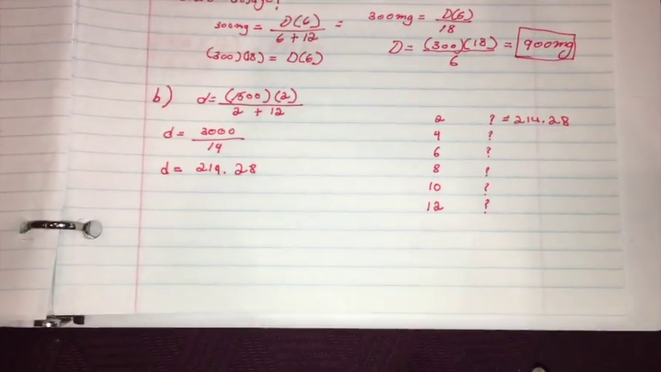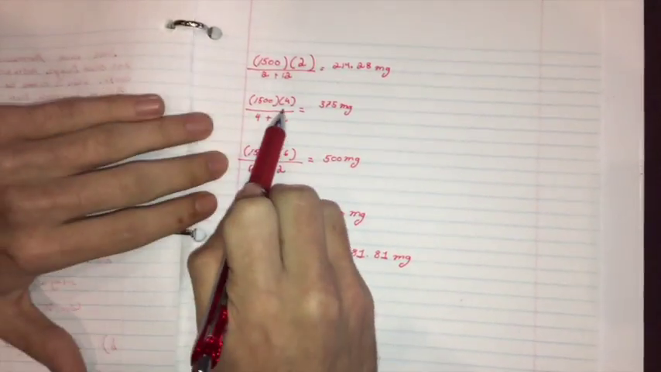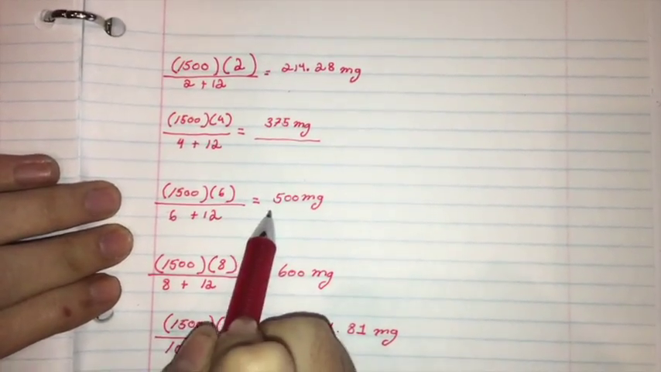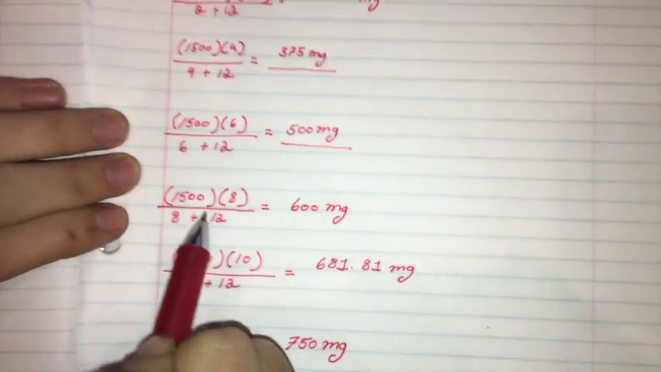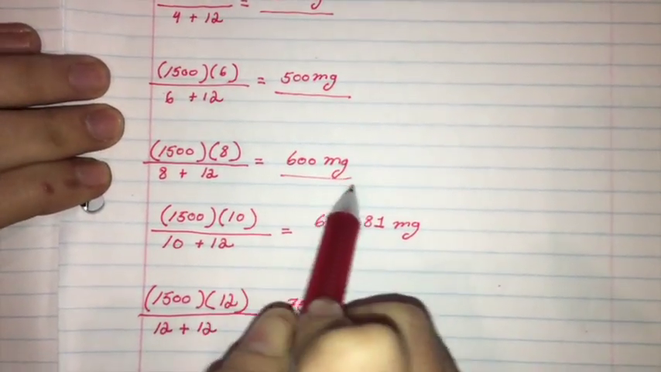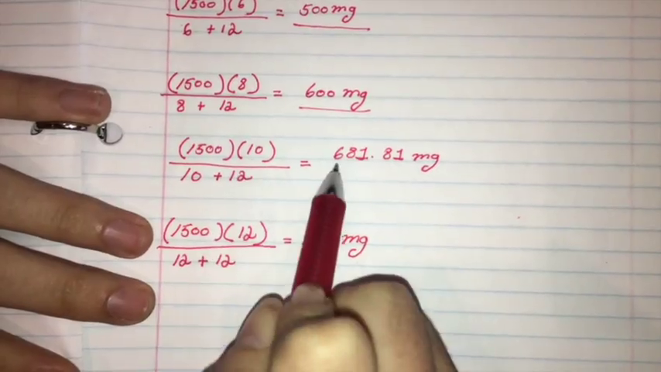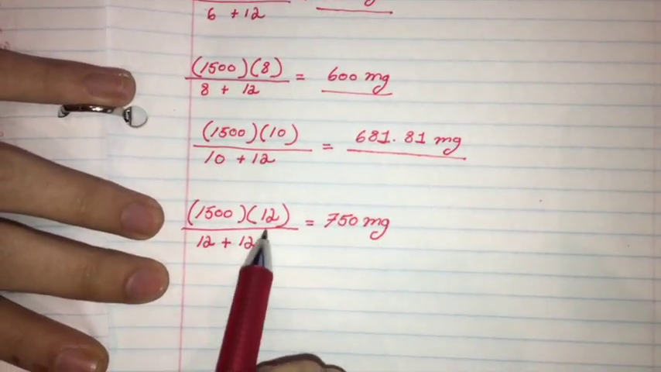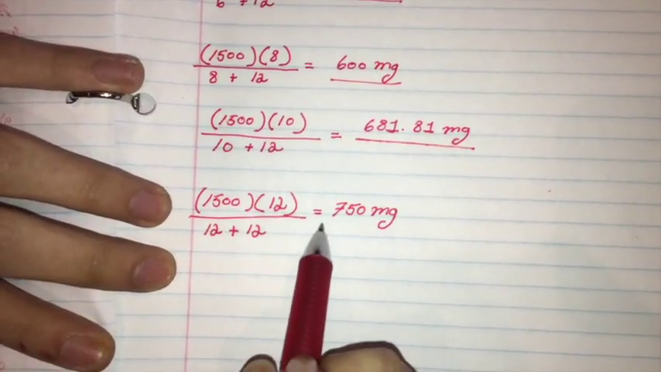If we do the same with the different ages, we will get this. If we have 4 years, we get 375. If we have 6 years, we get 500 milligrams. If we have 8 years, we have 600. If we have 10 years, we get 681.81. If we have 12, we have 750 milligrams.